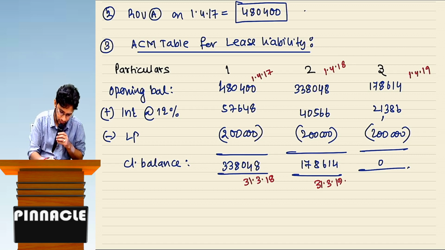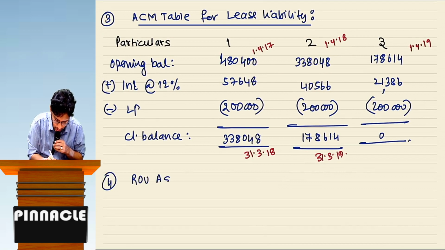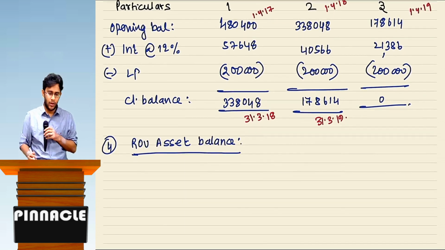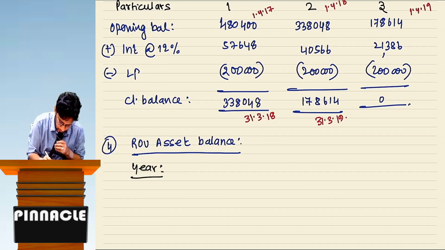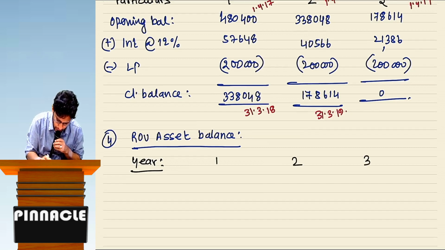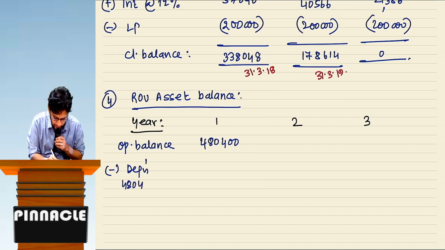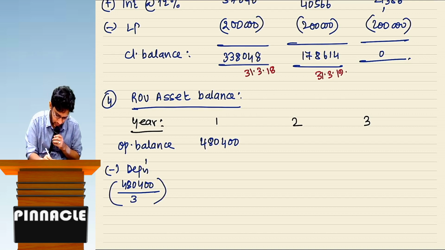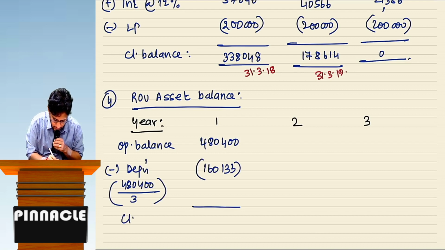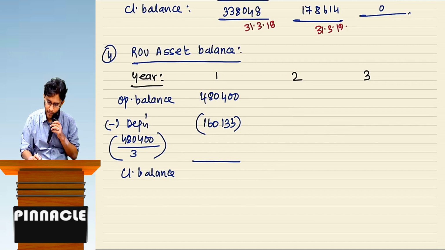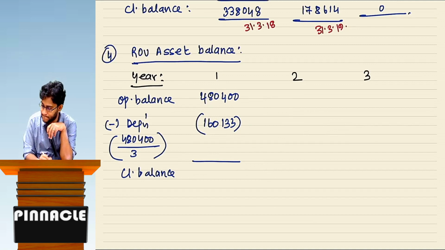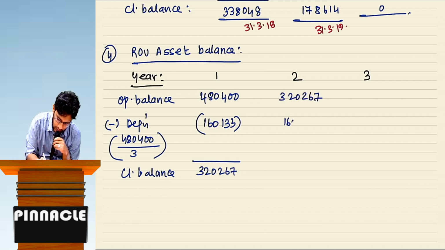Similarly, ROU asset balance. Opening balance 4,80,400. You just have to provide depreciation. So 4,80,400 divided by 3, that is 160,133. Closing balance 320,267. Okay. 320,267, 160,133.